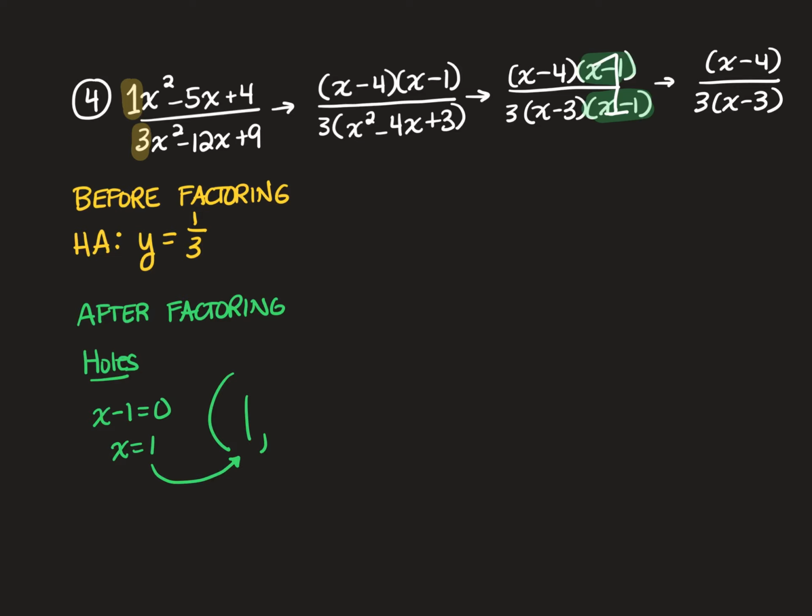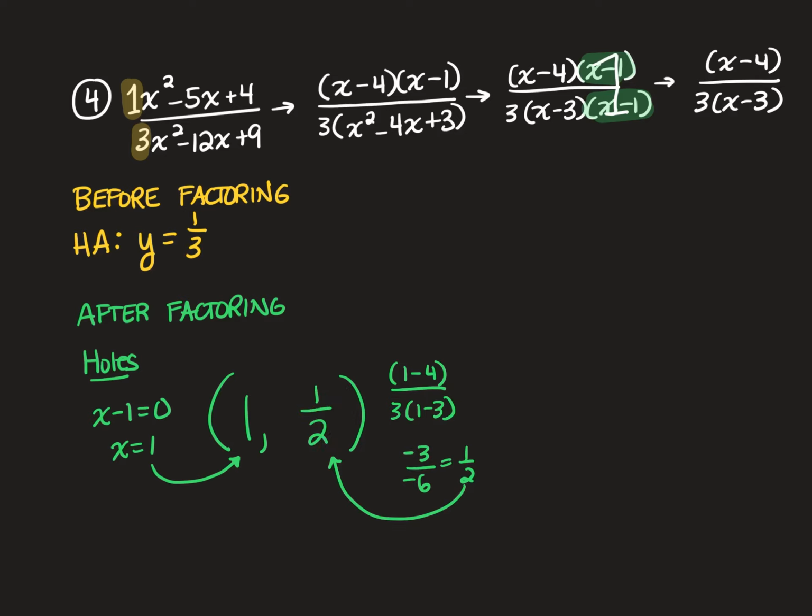In order to find the y coordinate for the hole, because we still need to figure that out, I'm going to take what I just wrote and substitute what I found for the x coordinate in for x. So I'm going to take that expression, x minus 4 over 3 times x minus 3, and plug in 1. So 1 minus 4 over 3 times 1 minus 3. Well, that's going to be negative 3 over negative 6. So that simplifies to 1/2. And that's the y coordinate for your hole in the function.